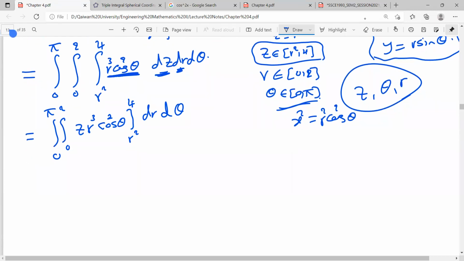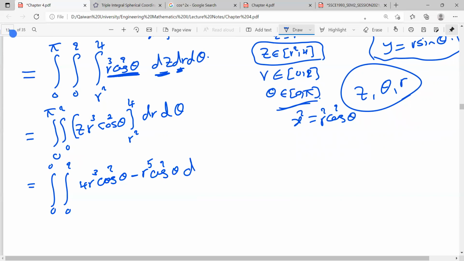dr dθ. Now it equals the integration from 0 to π, and the other one is from 0 to 2. For z, we first replace it by 4, which is 4r³ cosine squared of θ, minus, then we replace it by r². r² times r³ is r⁵ cosine squared θ. This is the result of the first integration.